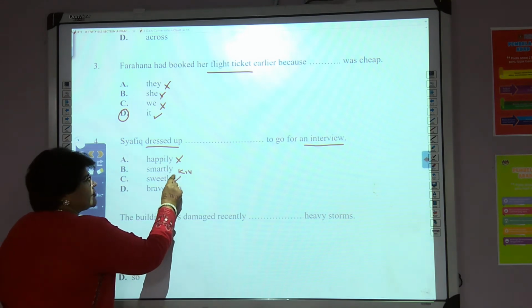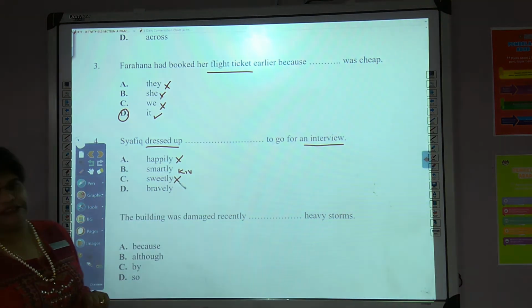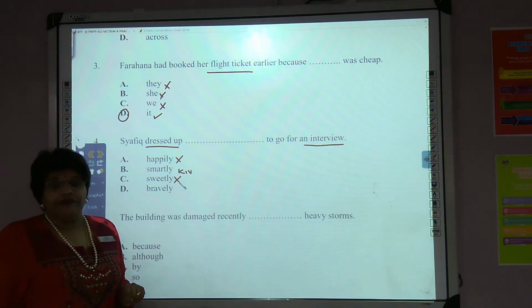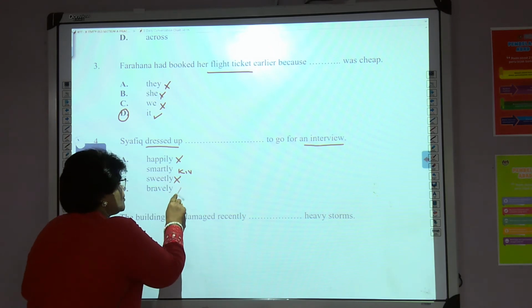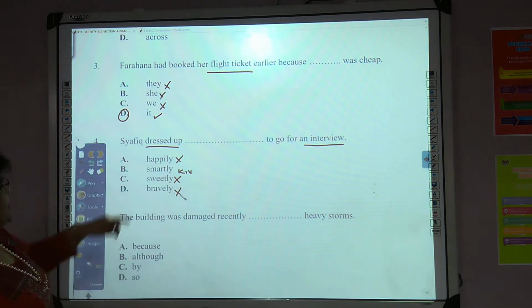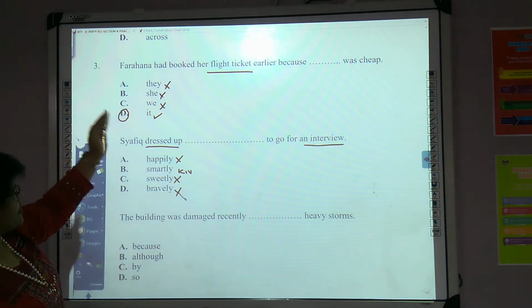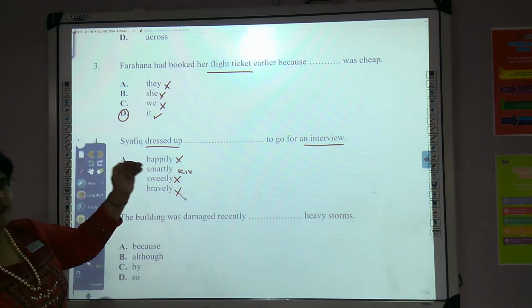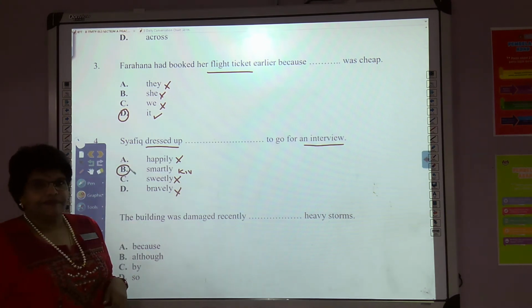So it's wrong. Next, Shafiq dressed up bravely to go for an interview. Nobody dresses up bravely. It doesn't suit here. So it's wrong. So the best answer is smartly. You read again: Shafiq dressed up smartly to go for an interview. Correct. So let's circle.